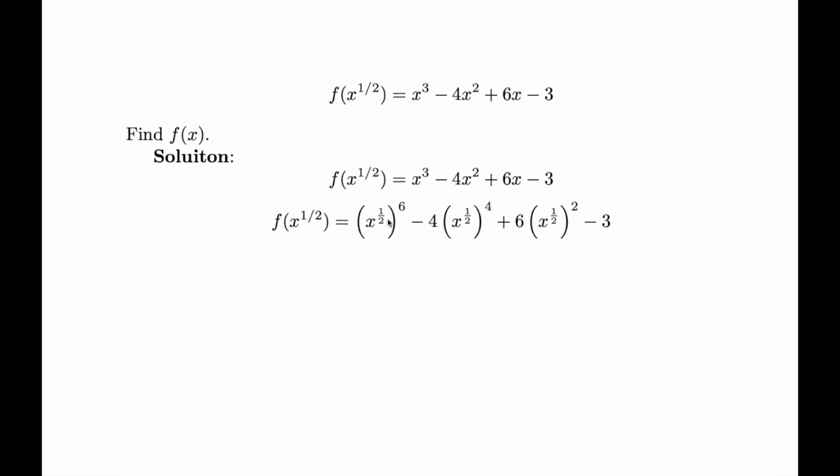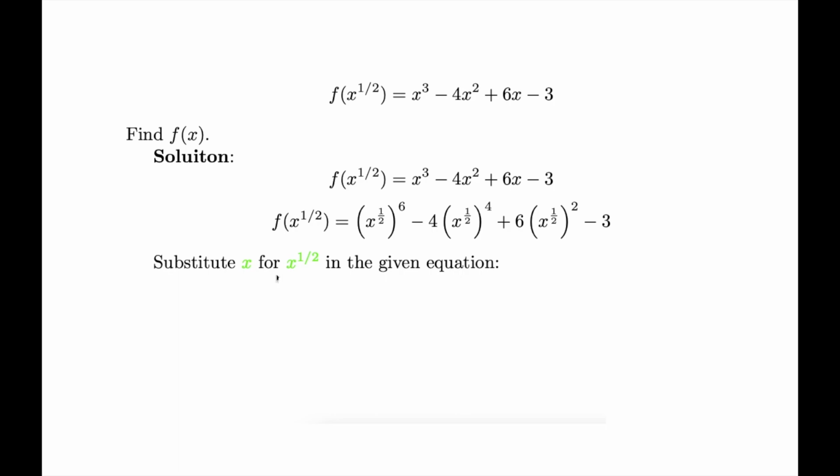x cubed can be written as (x power 1 by 2) whole power 6. Next term we have x square, and I can write it as (x power 1 by 2) whole power 4. And the third term I'm going to arrange in the following way, that we have (x power 1 by 2) whole power 2. If we simplify these terms, we get the previous result.